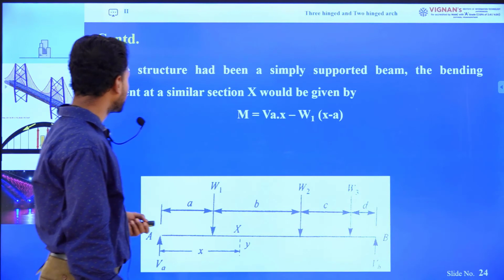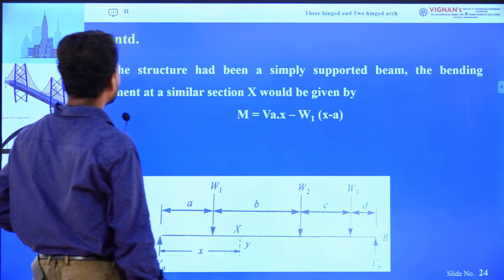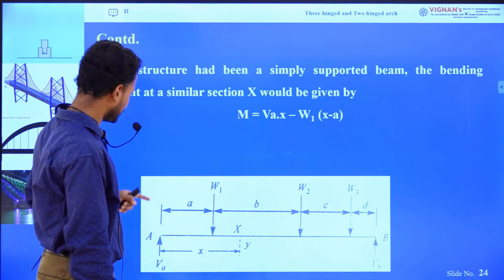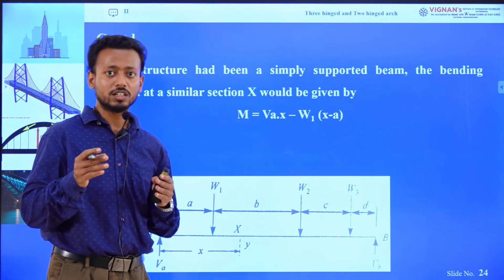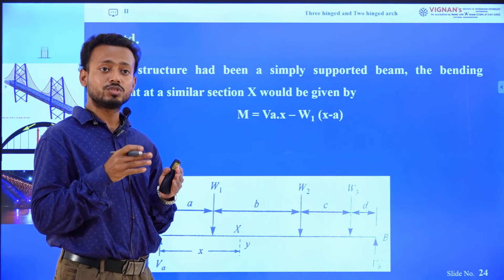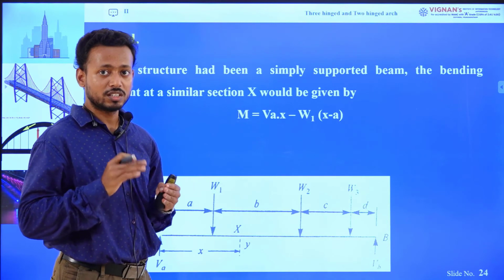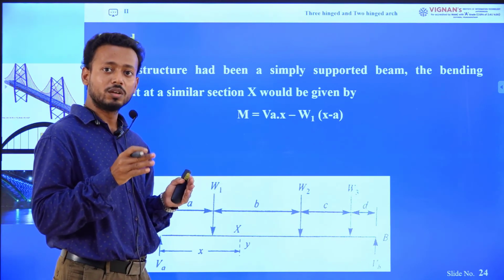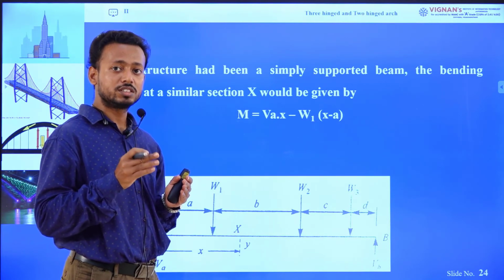Now if the structure had been a simply supported beam, the bending moment at a similar cross section X would be given by M. At any cross section X, if the structure is a simply supported structure, we will compare what bending moment we can reduce if we construct an arch structure instead of a beam structure. That we will calculate, so you can understand what amount of bending moment will be deducted if we construct an arch structure instead of a beam structure.